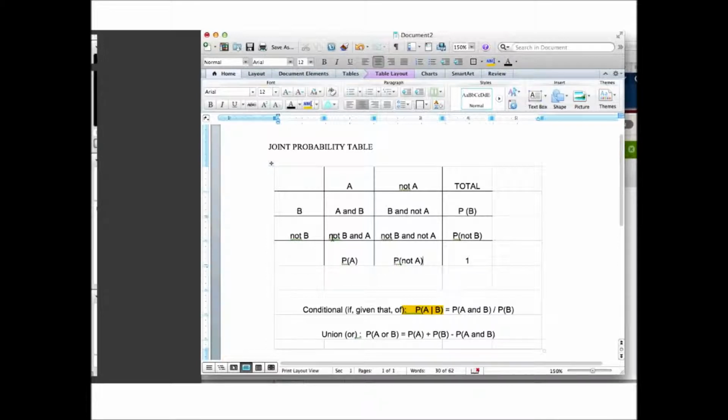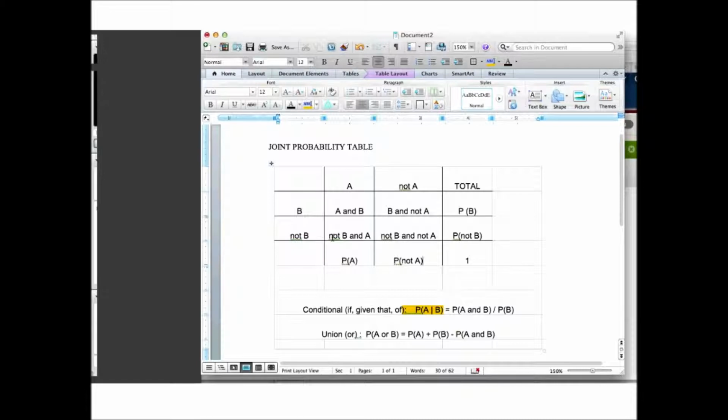Then we get to union. The keyword you will find for union is or. P of A or B, you take P of A, you add P of B, and you subtract the joint only because you do not want to double count. Okay? Union is or. P of A or B, you take the marginal of each event, P of A, plus P of B, the marginal of B, and you subtract the joint.